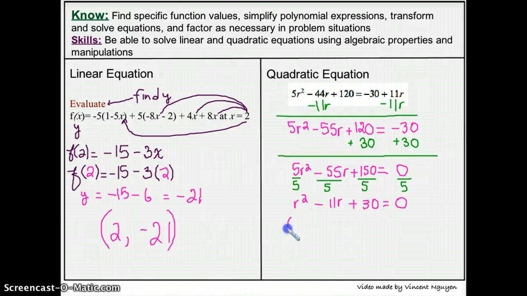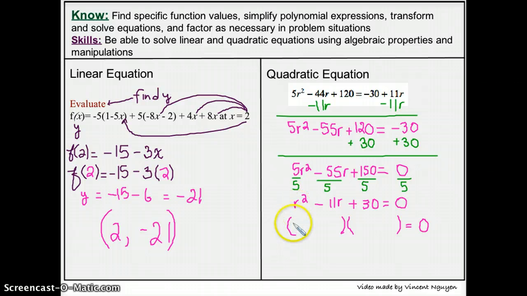So I'm going to try to factor this. Now if you have forgotten about factoring, I recommend that you watch another video on factoring quadratic equations, because by this time this lesson is supposed to come after you know how to factor. So I'm going to factor this equation.